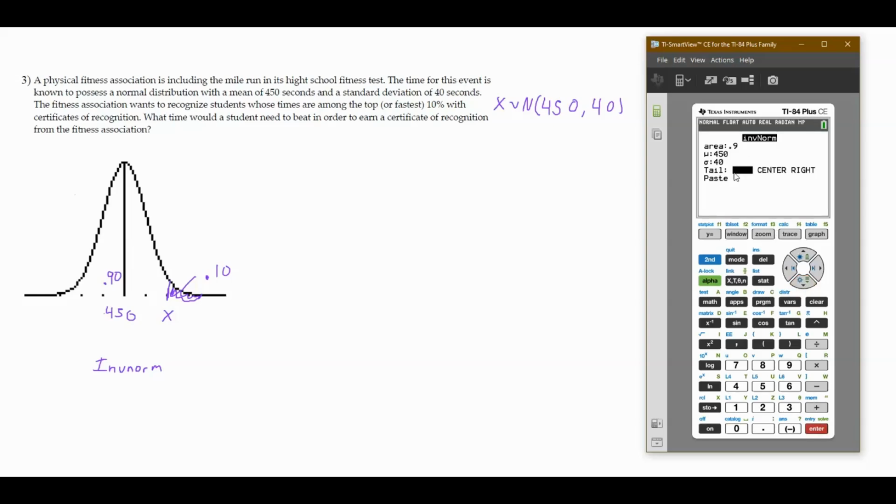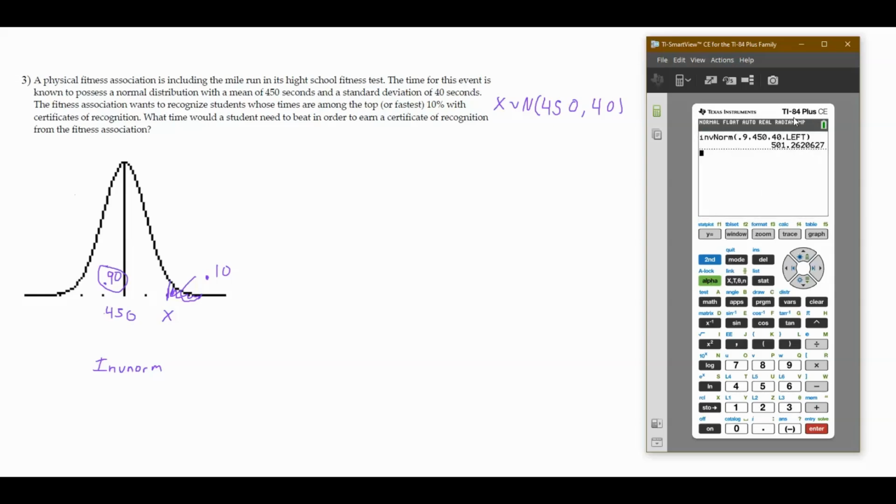So on a TI84, you won't have this tail here. It's defaulted to left, but you don't have a choice. So if you have a TI84, you need to do inverse norm and look at the percentile, the area below, which in this case is 0.9. And so this is what I get.